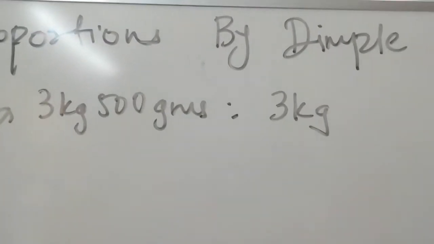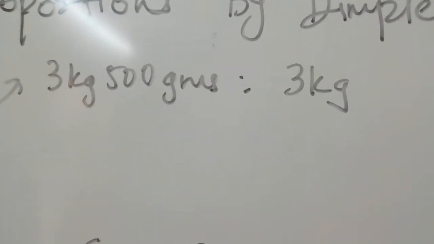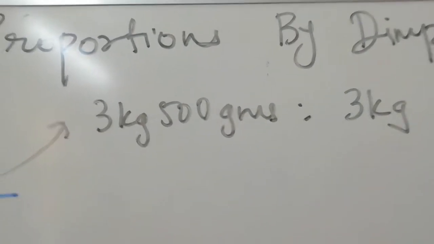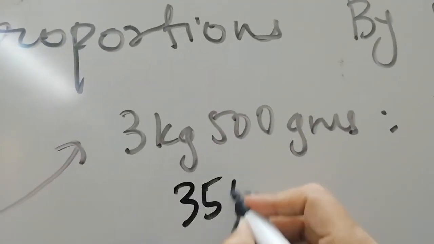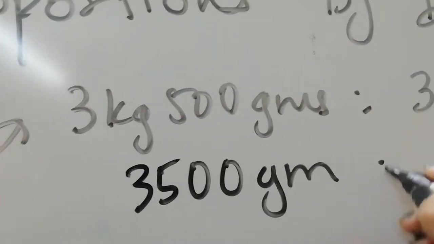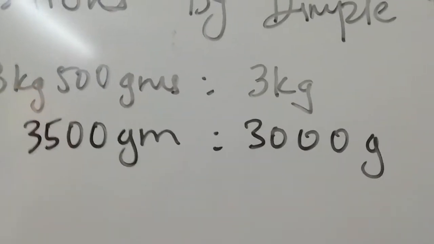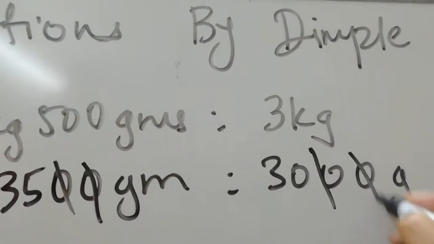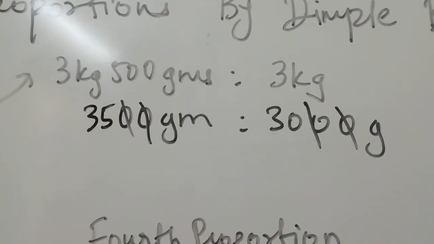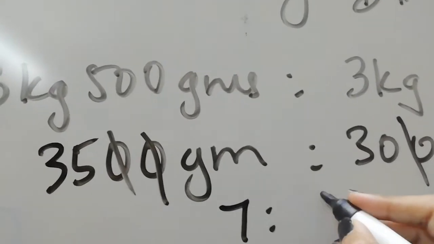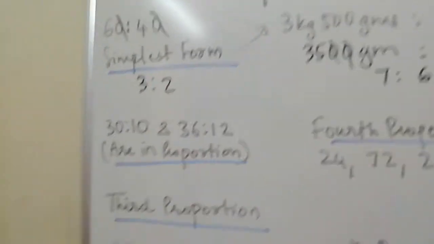If they say convert this in the simplest form, this is 3 kg 500 grams, this is only 3 kg. So what we will do, we will convert both of them to grams. This will be 3500 grams, this will be 3000 grams, and we will just reduce it again, cut 0 0 0. Ending with 5, ending with 0, divisibility rule of 5. So 7 is to 6.